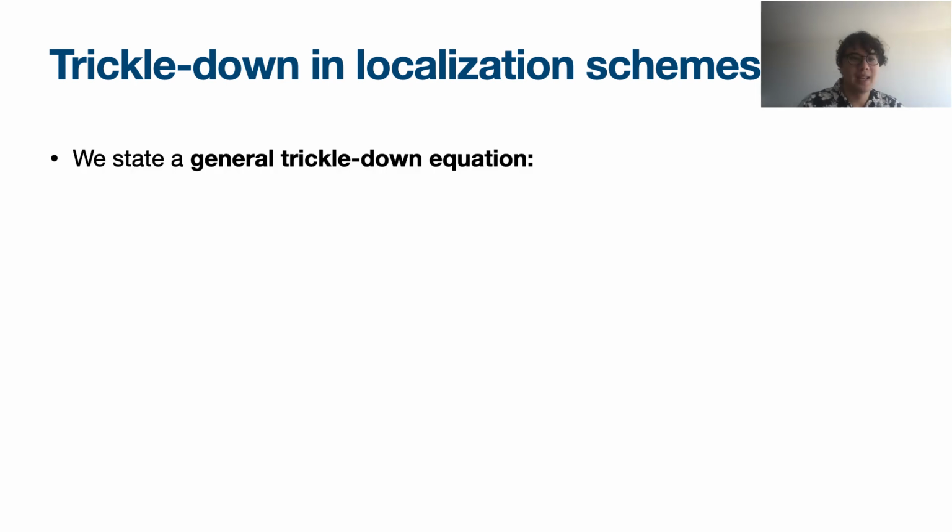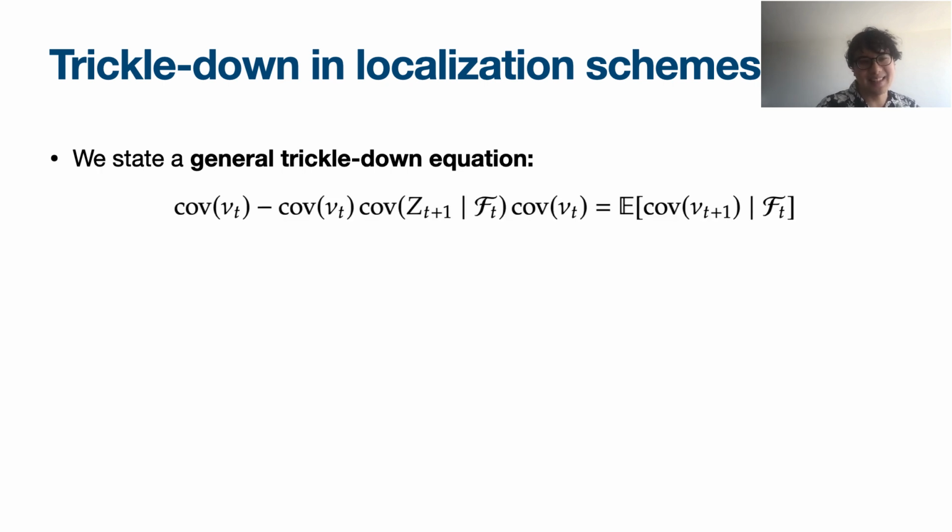And now, what we can do is that once we think about this actually, and with a sufficient understanding of trickle down, you realize that trickle down is actually this equation which tells you how the covariance of this sequence of measures are related, and you can just state this in generality. So that's what this equation is.